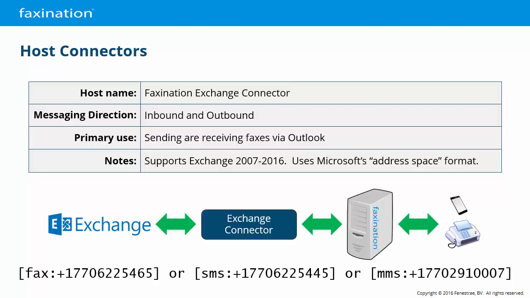It's primarily used with Outlook clients. It supports Exchange 2007 and later, and uses Microsoft's address space format to route outgoing messages to a foreign connector created for Faxination integration. This only works with on-premise Exchange. Hosted and multi-tenant configurations such as Office 365 do not support foreign connectors. Faxination integrates with Office 365 using a standard SMTP interface.